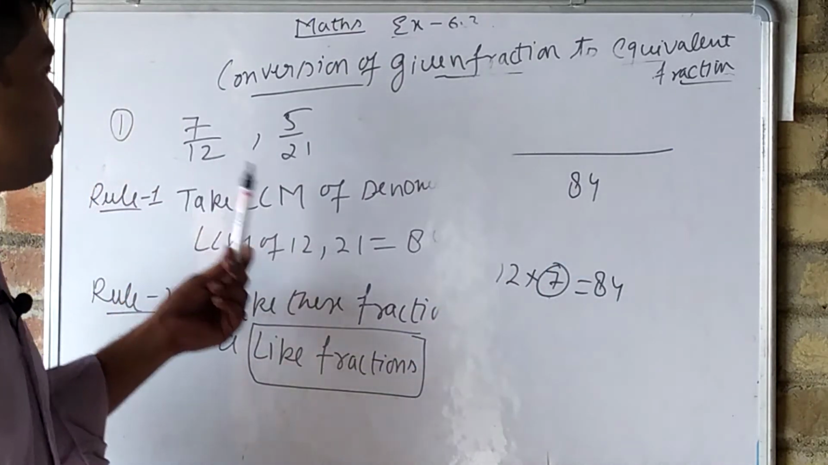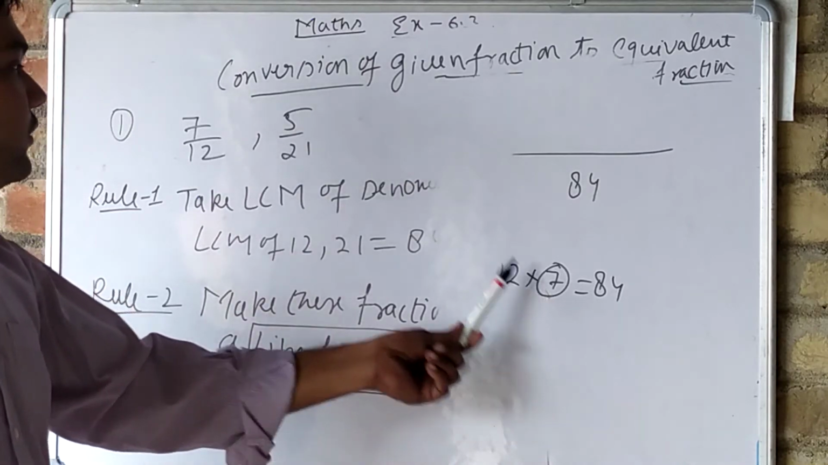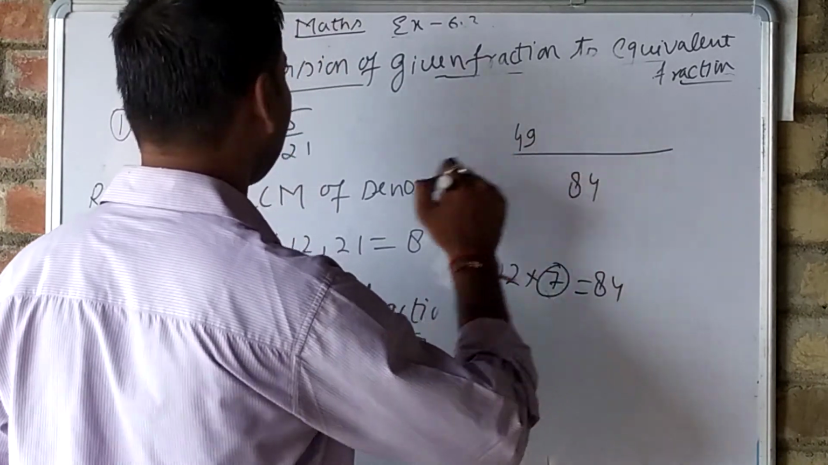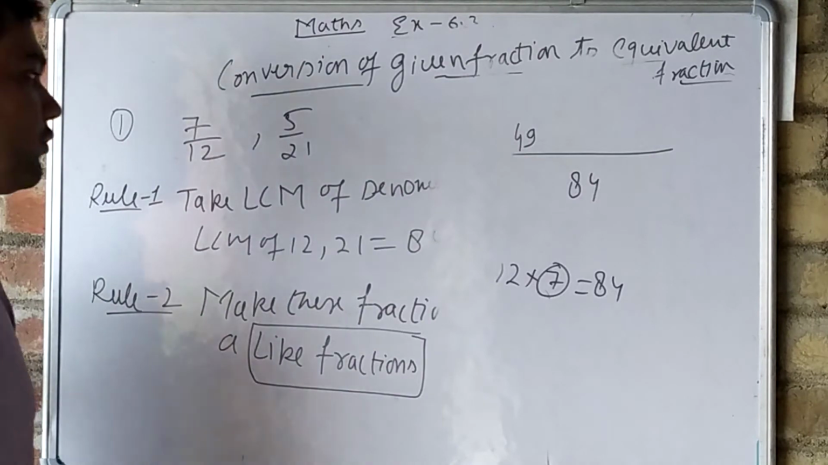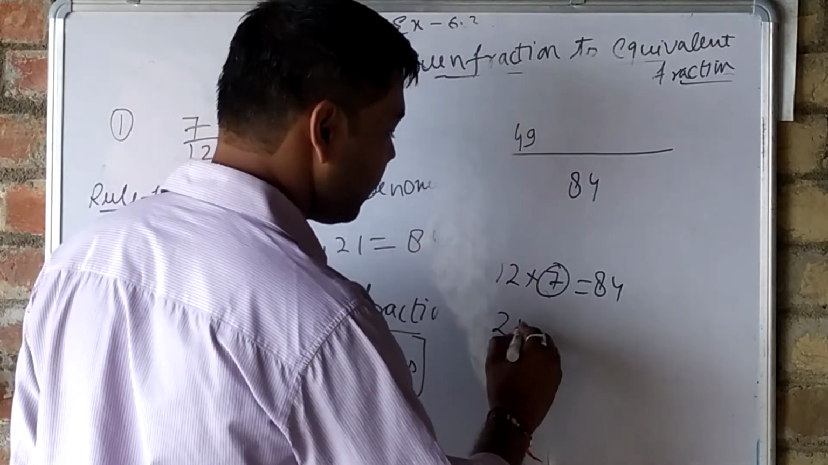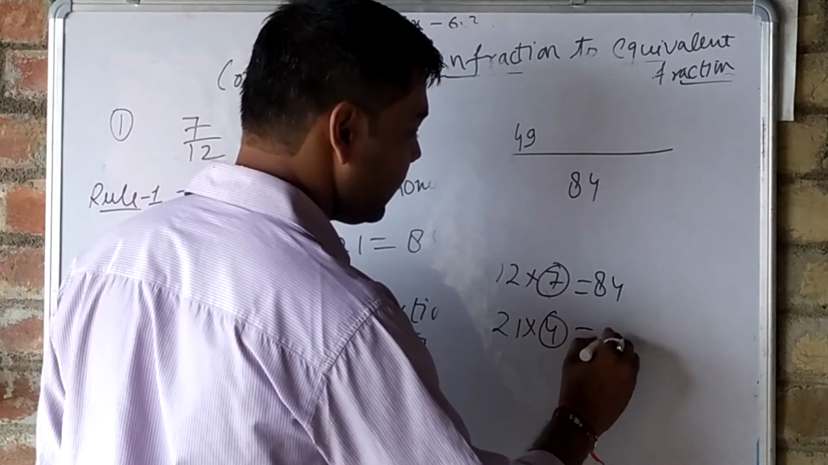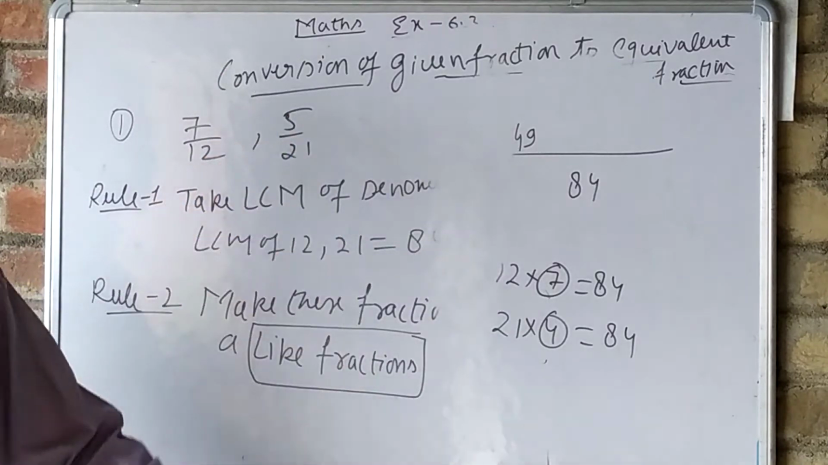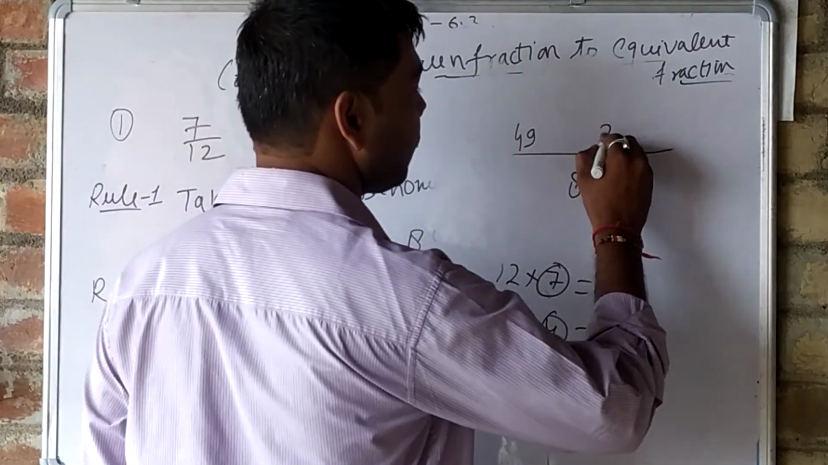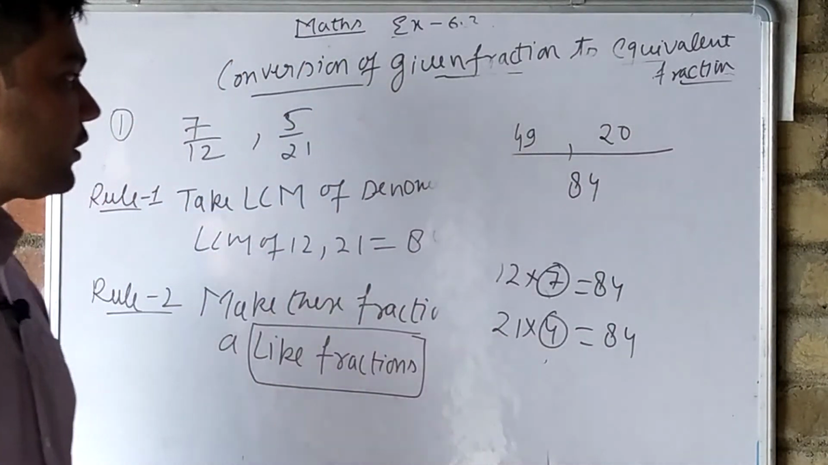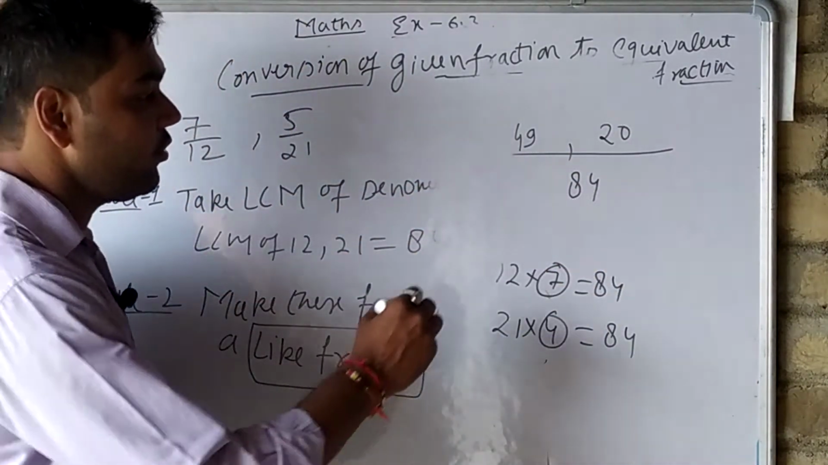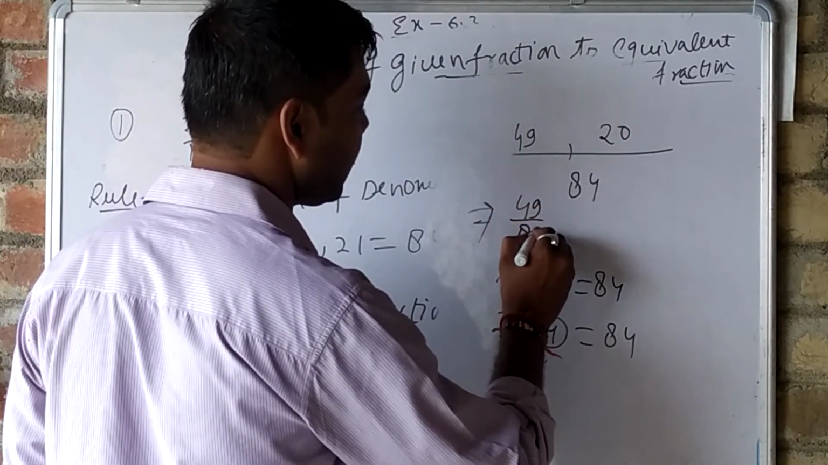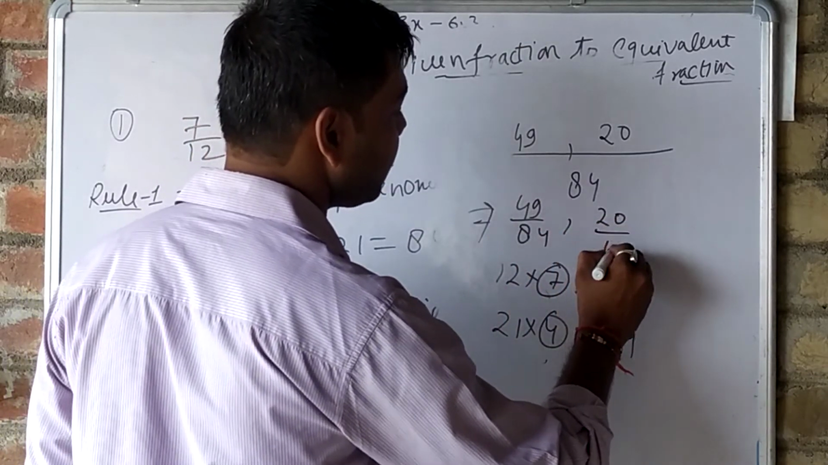That means for the denominator. So now what will we do? This 7 is multiplied again with 7. 7 7s are 49. Then we have 21. When we multiply 21 with 4, we get 84. Understand? So now this 4 will multiply with the numerator of this fraction. 4 5s are 20. So now we are seeing that both the fractions are converted to equivalent fractions. One fraction is 49 by 84 and the second one is 20 upon 84.